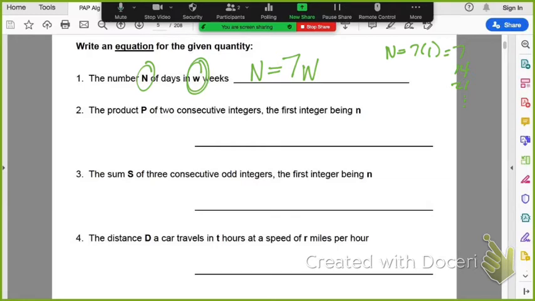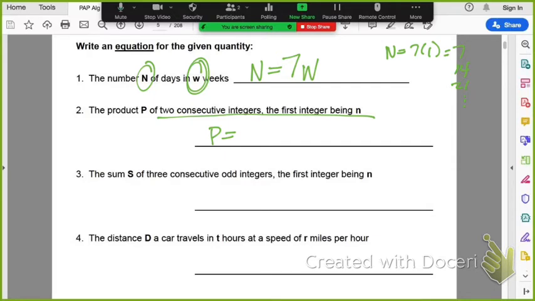Okay, number 2, the product P, so P equals 2 consecutive integers, the first integer being n. When I use the phrase consecutive, somebody give me an example of 2 consecutive numbers. Like 3 and 4. Why does that make them consecutive? They're back to back. So 3 and 4 are consecutive. 4 and 5. 5 and 6. 6 and 7.